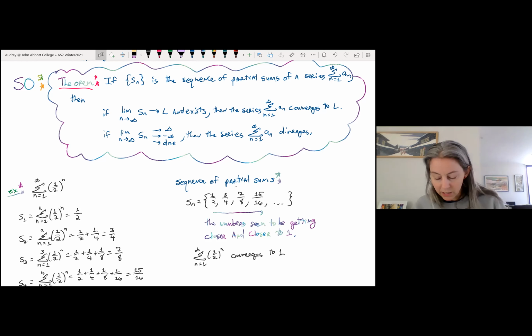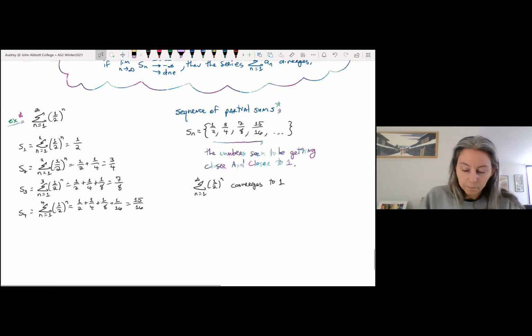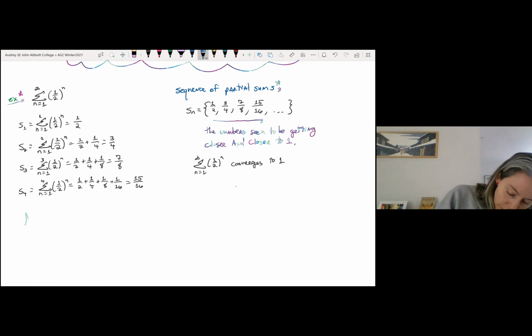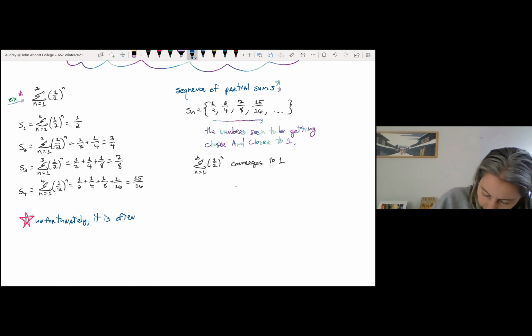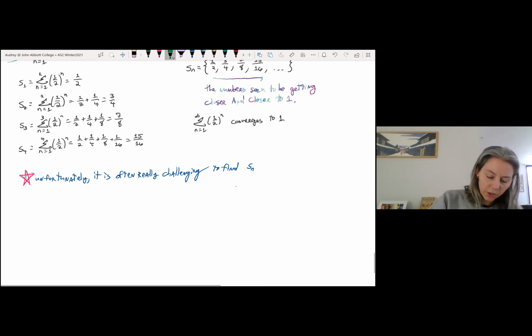So in the meantime, we're going to leave this at this. We kind of understand what a partial sum is, and we're just going to do some examples when we're given S sub n. So we'll make a little note. Unfortunately, it is often really challenging to find S sub n. So over the next few classes, we'll look at this. In the meantime, like I said, we're going to do an example where we're actually given S sub n and just see how this works.